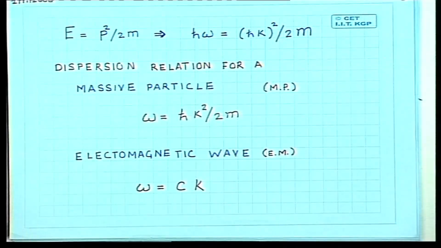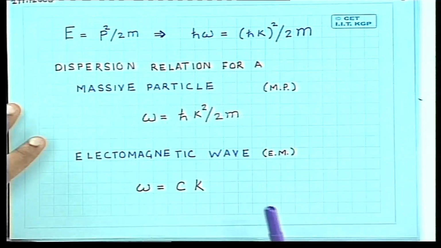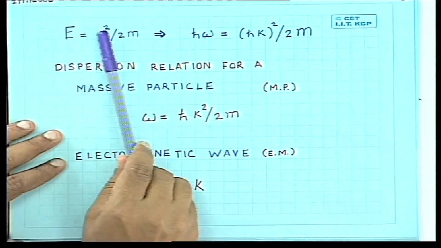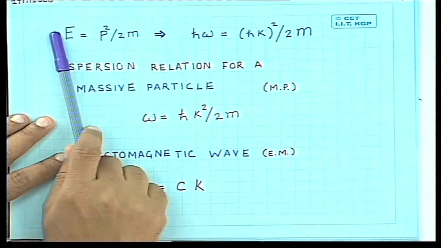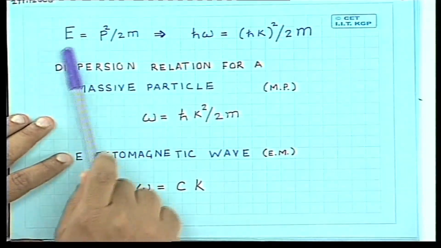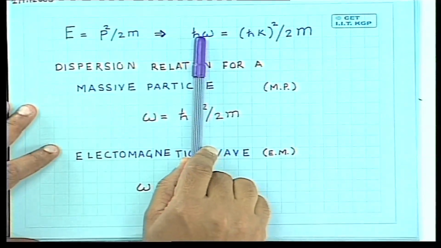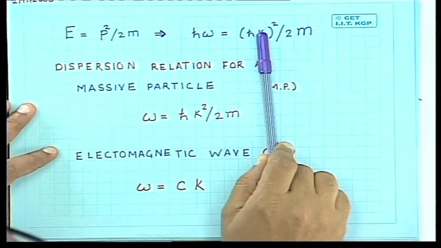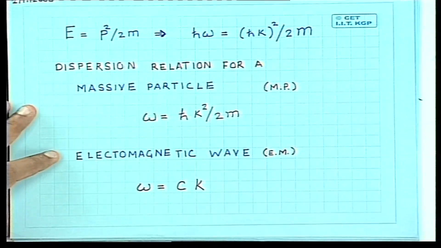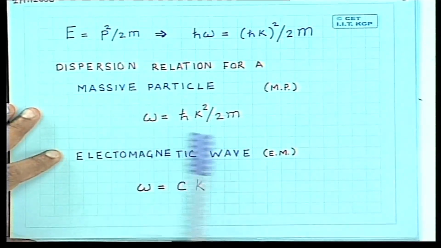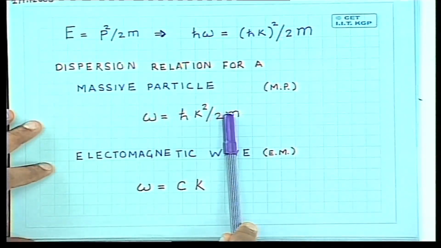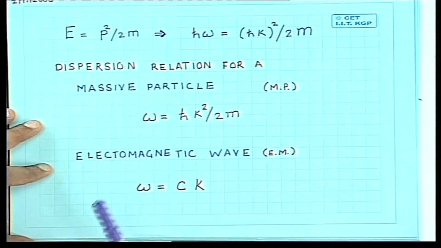Now, the fact that it is a free particle allowed us to relate the energy and momentum. This is where the fact that it is a free particle has gone in. E is equal to p square by 2m, which gives us the relation between the angular frequency, the time dependence, and the wave number, or the spatial dependence of this wave. And we have this dispersion relation for this particle, where m is the mass of the particle.